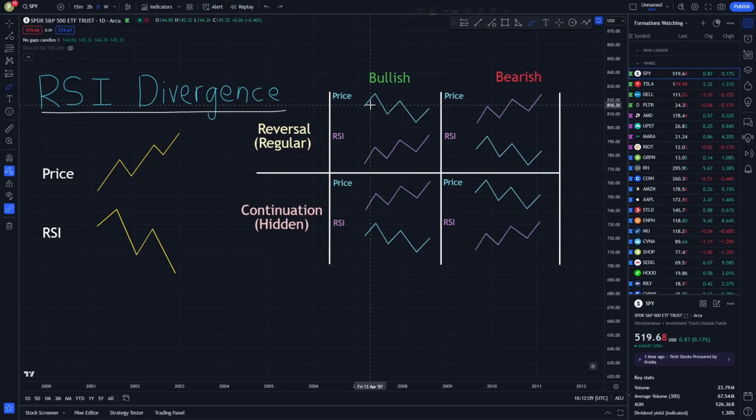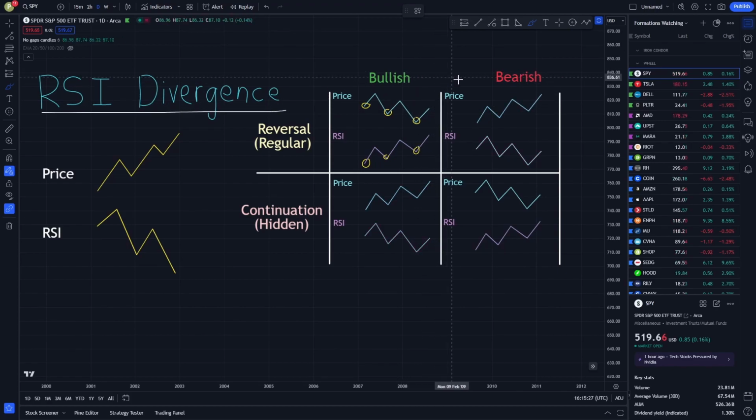A bullish reversal divergence occurs when the price is making lower lows, but the RSI is making higher lows. This indicates that the sell-off the asset has been going through is losing steam and strength is returning to the asset, meaning that this downward move may reverse into an upside move.